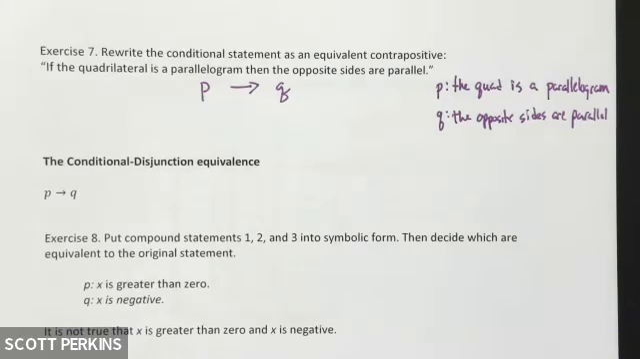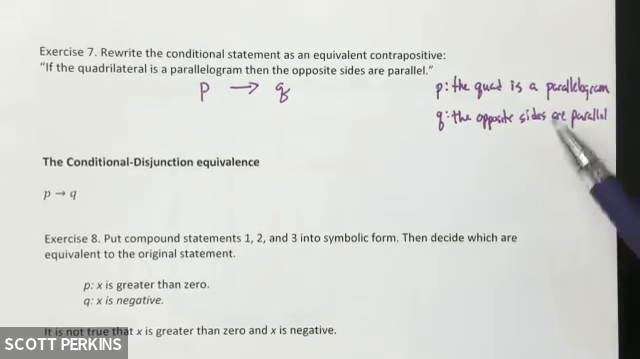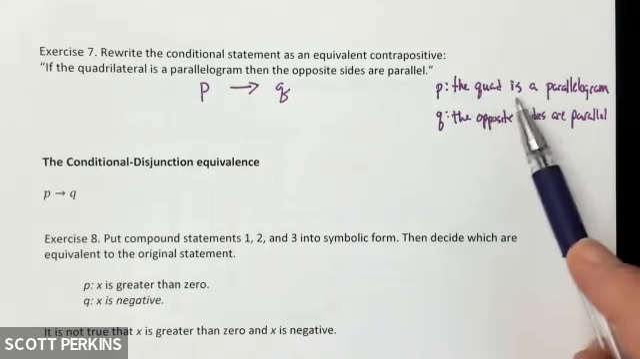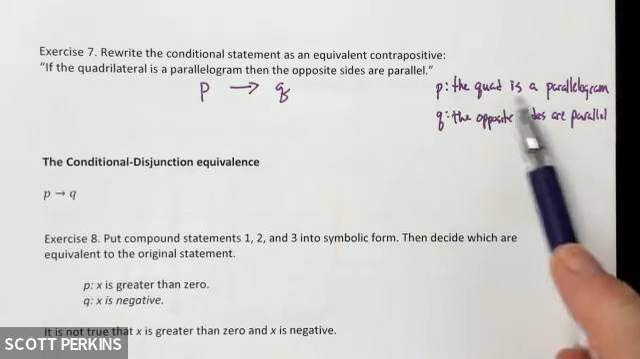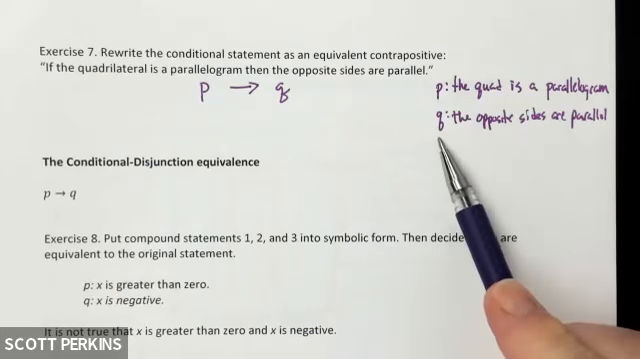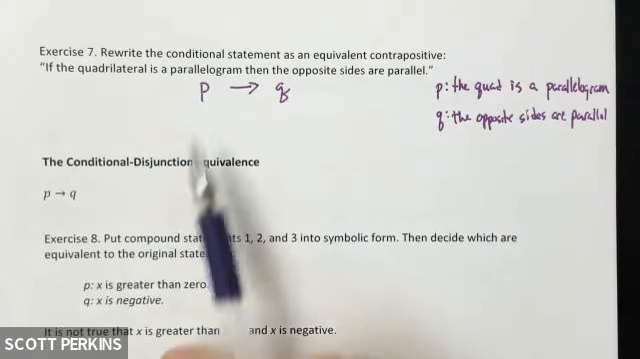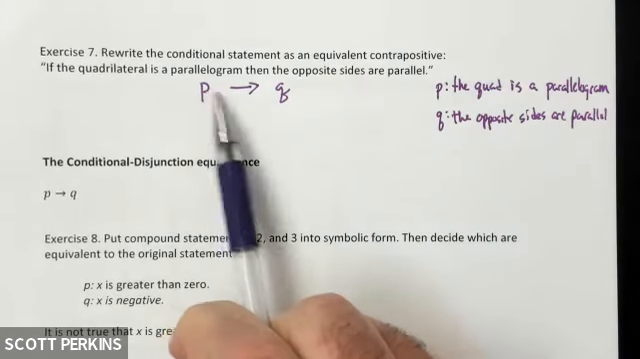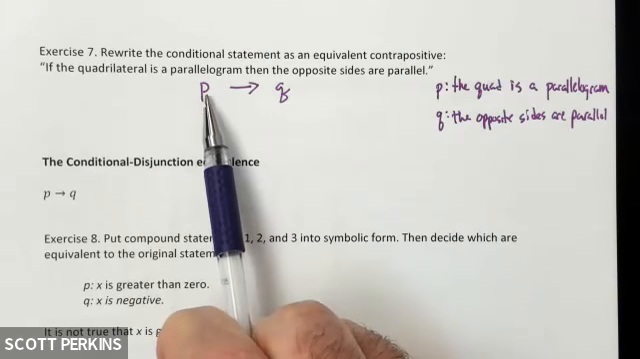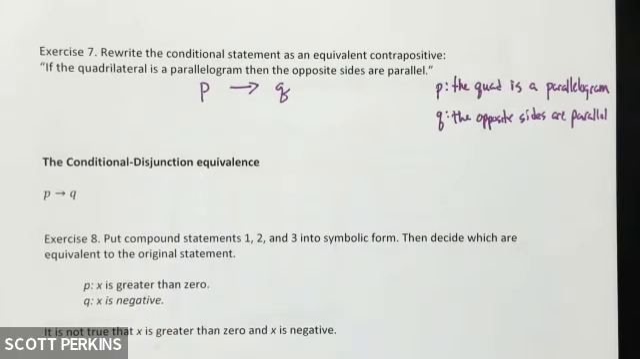Okay, so again, if you could go straight away to the contrapositive, I'm good with that. But I know we all learn at different paces. Some of us need more visualization than others, and there's nothing wrong with that. So what I've done over here is I've defined the two simple statements. P is the quadrilateral is a parallelogram. Q is the opposite sides are parallel. So symbolically, this is P then Q. If the quadrilateral is a parallelogram, then the opposite sides are parallel.